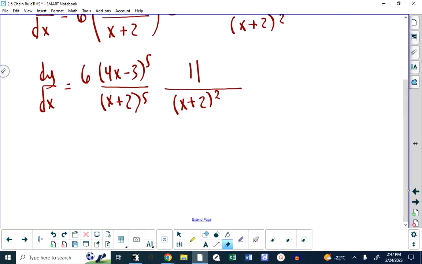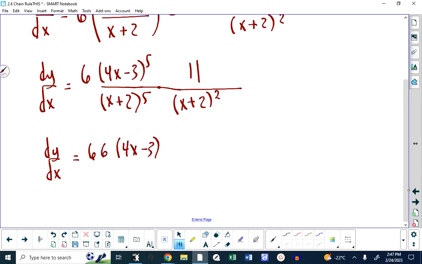Bringing this all together, we're multiplying two fractions here, rather than multiplying one times another, this is like one fraction. We can multiply across the top and get 66, (4x minus 3) raised to the 5 over (x plus 2) raised to the 7. Are we okay with that?